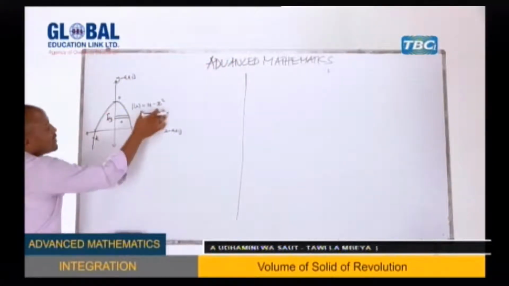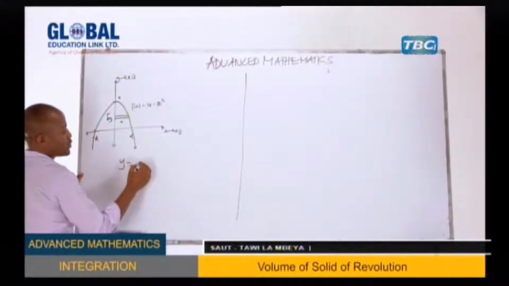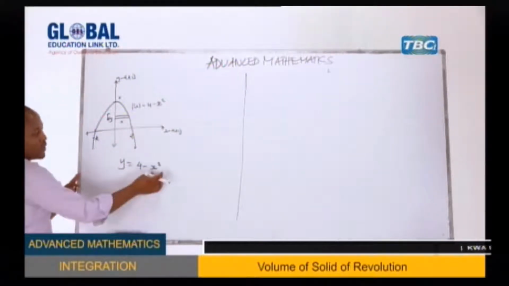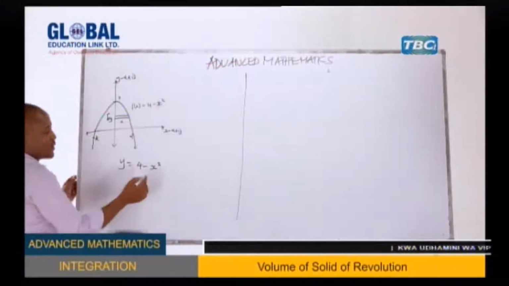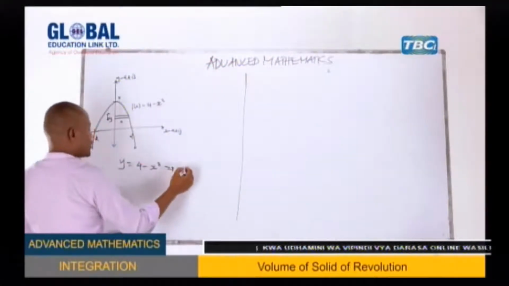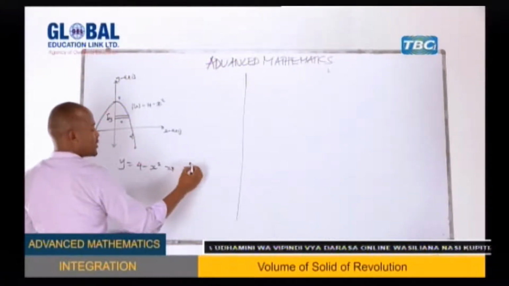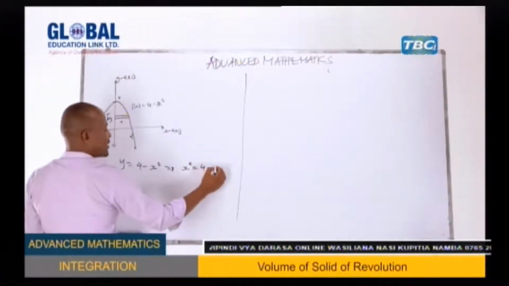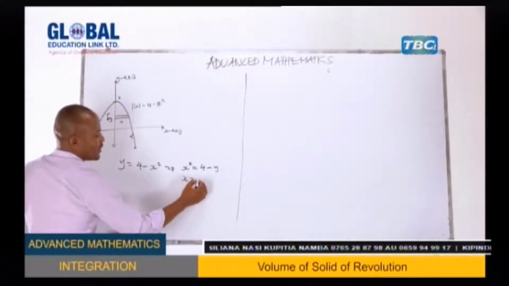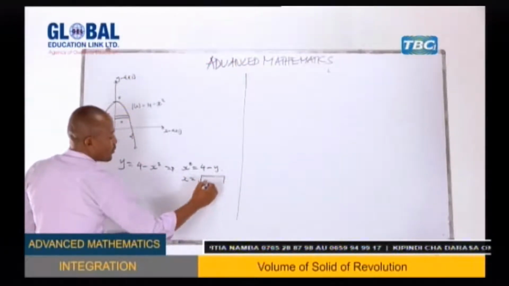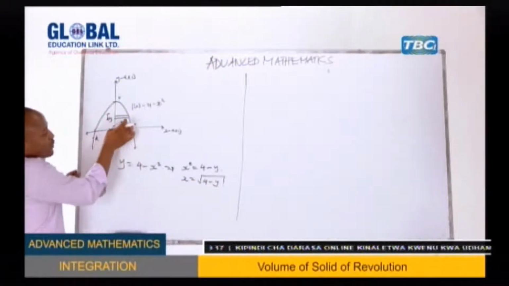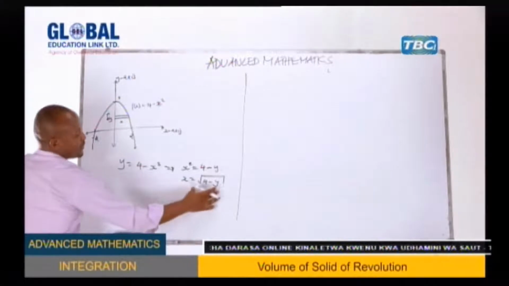That is to say, let's have y equals 4 minus x squared. We want to have the function in that form. That is, we can make x the subject, and that is going to be x squared equals 4 minus y. And then we have x equals the square root of 4 minus y, because we have to evaluate that there. It will be like that.